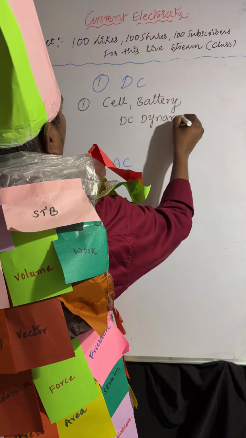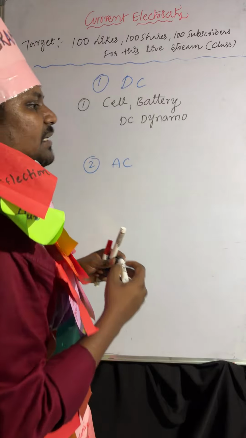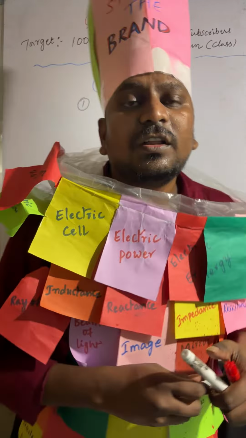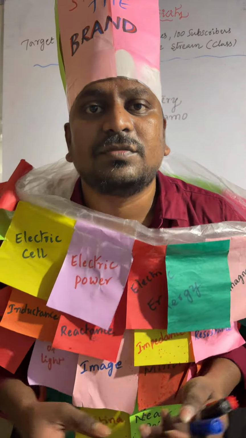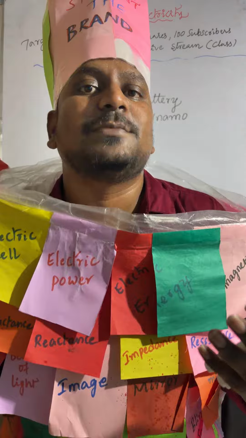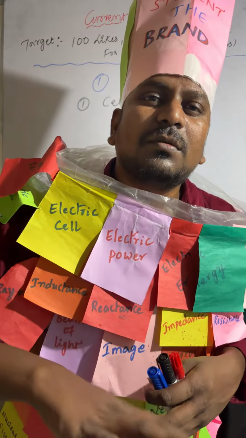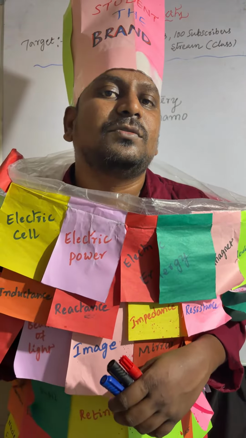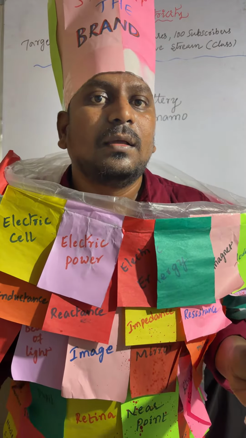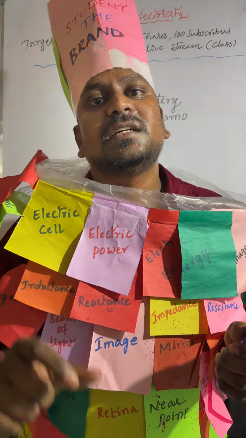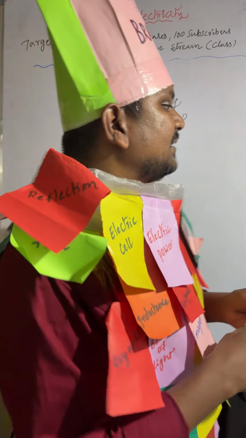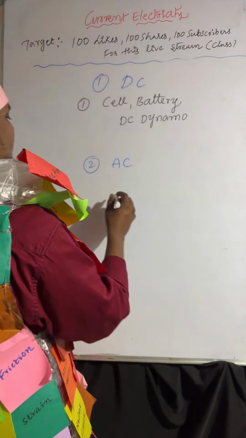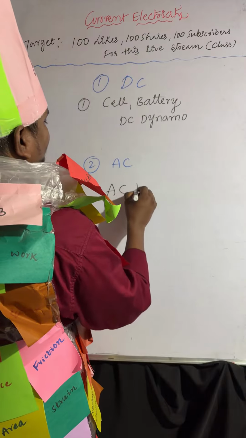Coming to the alternating current: both the magnitude and direction of current change with respect to time. That is called AC, alternating current. Example for alternating current: AC dynamo.